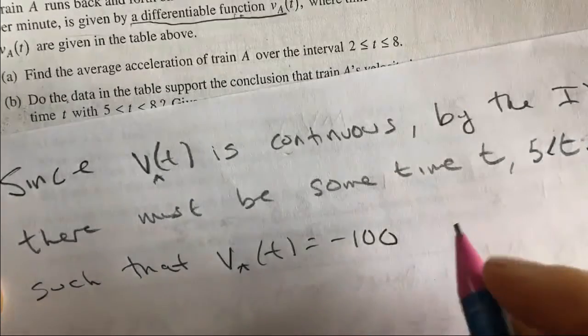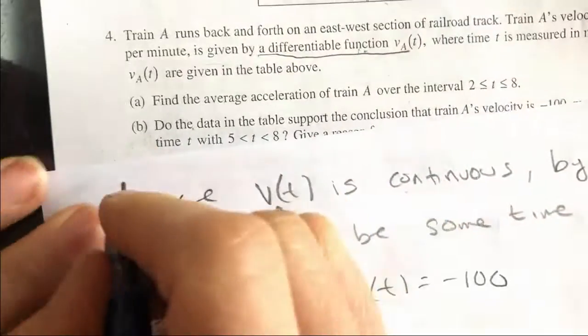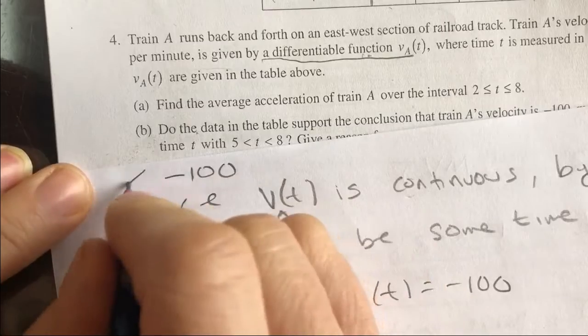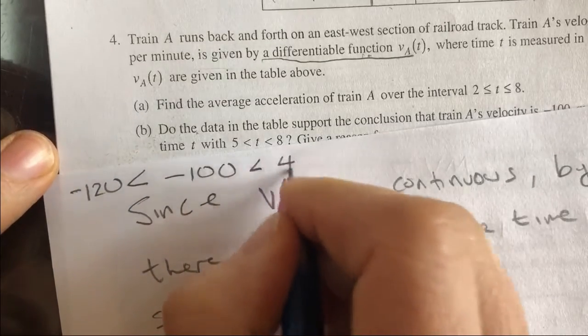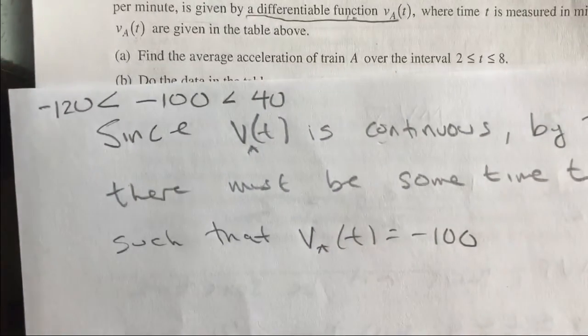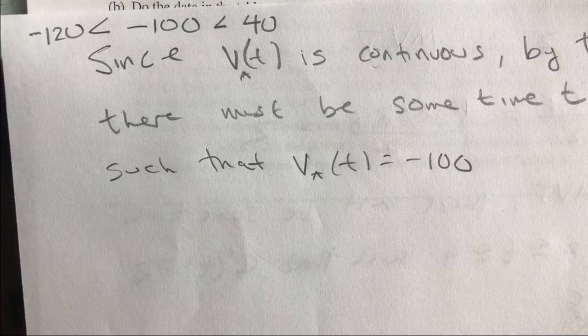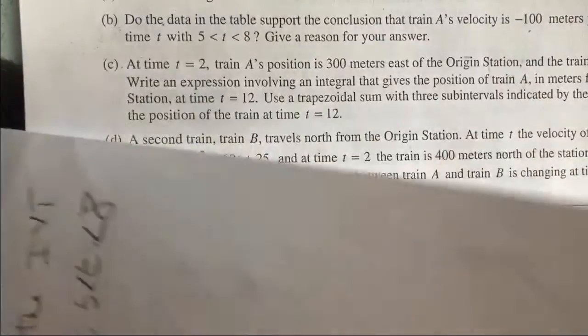Oh, you know what I didn't put in here? Negative 100 is between negative 120 and 40. There we go. That's good. All right, therefore, by the intermediate value theorem, there's a time t between 5 and 8 such that vA of t equals negative 100. Okay, good. Now let's go on to C.